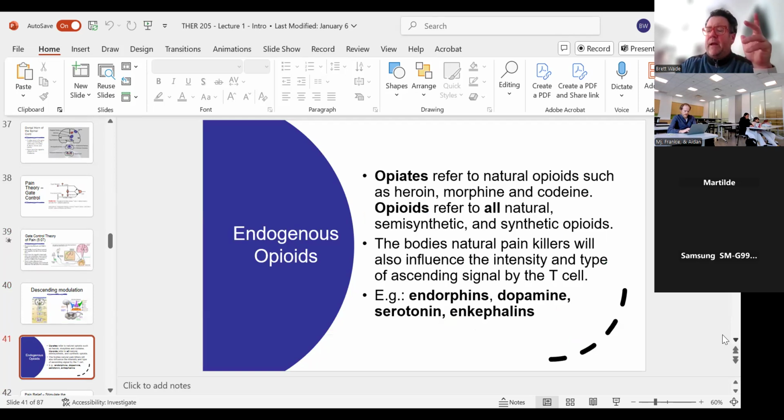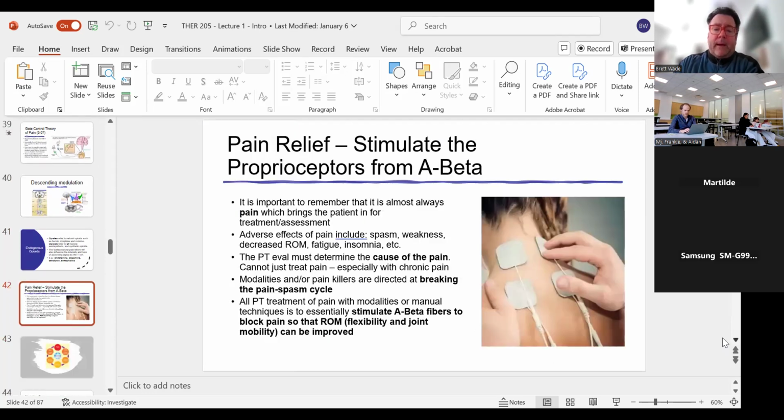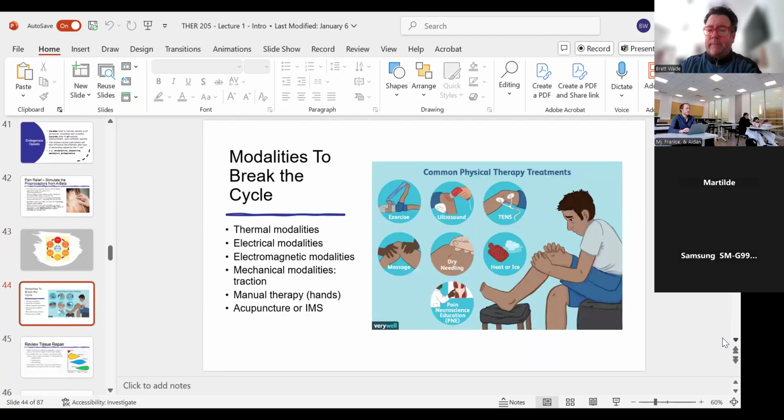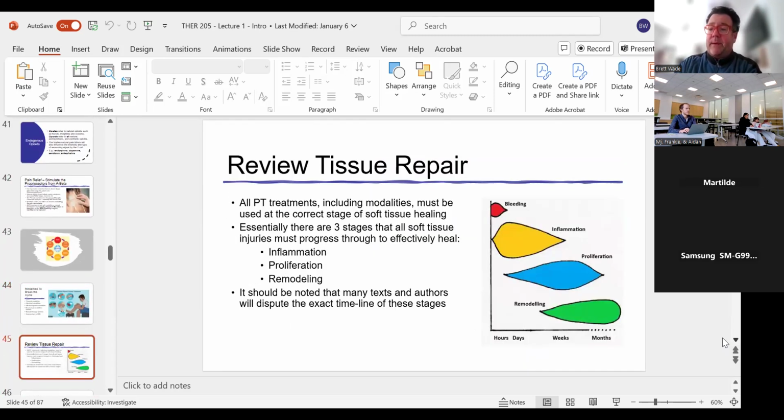I don't have it as such in the exam, like define opiate versus opioid, but I call them endogenous opiates. Here's some examples of them, by the way, in case you aren't aware. Dopamine is actually an endogenous opiate, excellent painkiller. So is serotonin, of course. Stimulate A beta. I don't think there's anything more I can talk about there. Yes, all of those would break this pain spasm cycle.